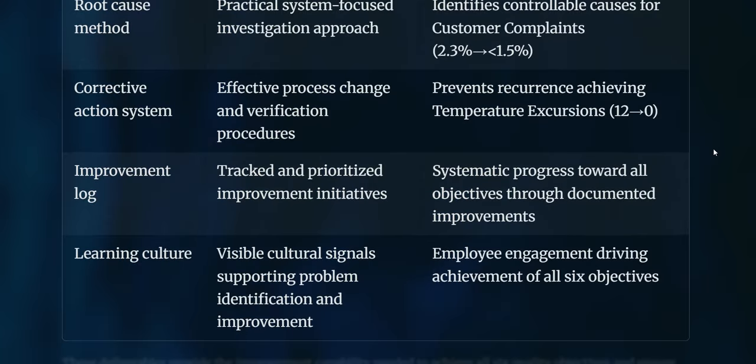The fourth output is improvement log. Improvement logs means there is a track and prioritize improvement initiatives. In our case, it means systematic progress toward all objectives through demonstrated, documented improvement. The final output is learning culture, which means there is a visible culture signals supporting problem identification and improvement. In our case, it means employees' engagement driving achievement of all the quality objectives.